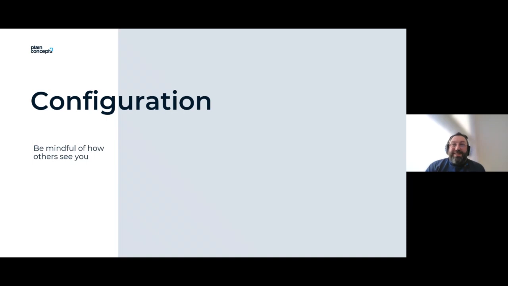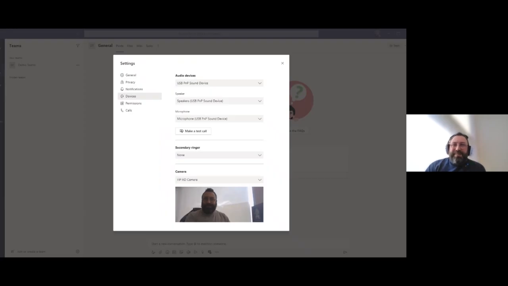And the second level of configuration is presence. I mean, be mindful of how others see you. So, device settings. Always check your devices. As Teams is a communication app, you can write, but you can also call. And if you do not have your devices correctly set, then the experience is not as good. So always check that your audio, be it headphones, the computer speakers or whatever, is properly set. The microphone is also properly set, and you can make a test call just to check that everything is working properly. Okay, and especially the camera.